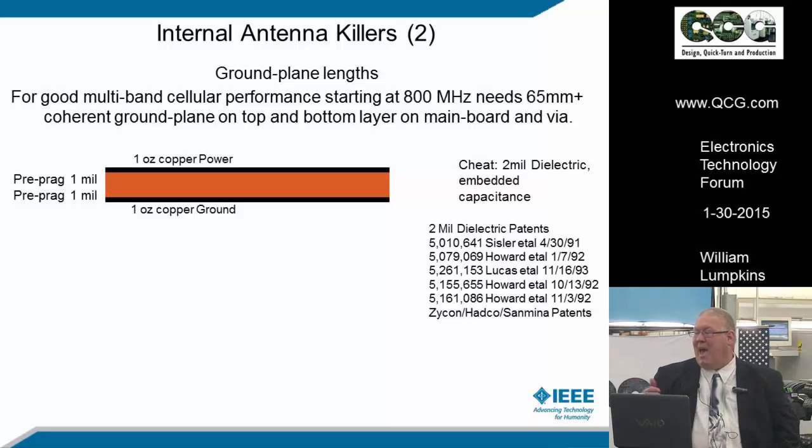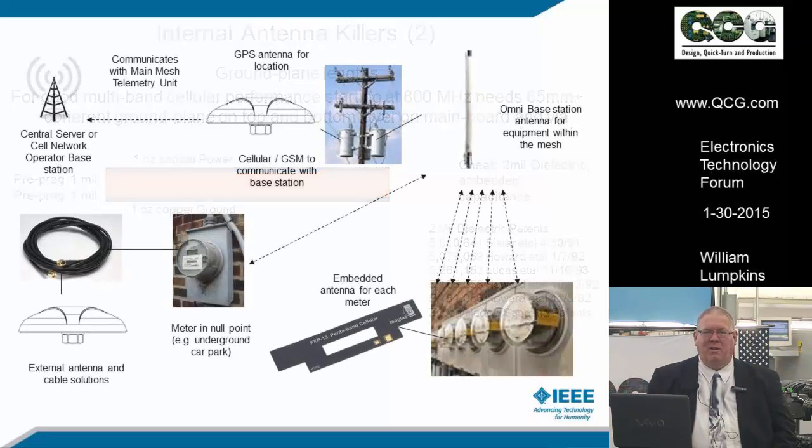The problem is there's all these patents that exist for the 2 mil dielectric. They were owned by Zycon and Hadco, and then Sanmina bought Zycon and Hadco, so now there's Sanmina patents. So if you try to build a board and you specify in your layout that you want a 2 mil dielectric, a fab house, if they do it legally, is supposed to tell you you have to pay this $1.50 patent fee per board that you build. Or you go to Sanmina and they do it for you, right?